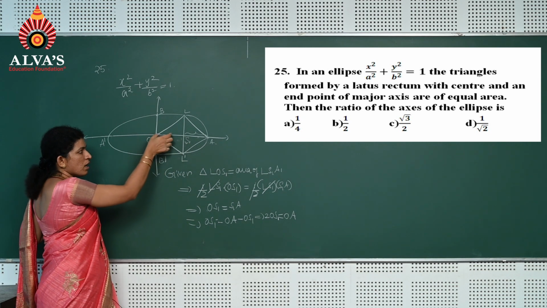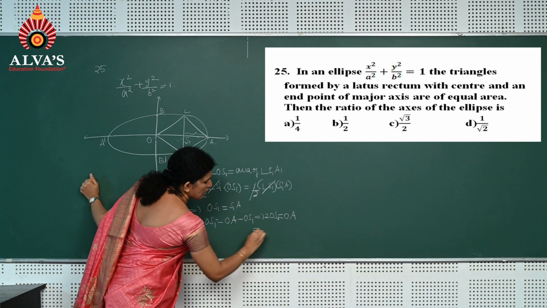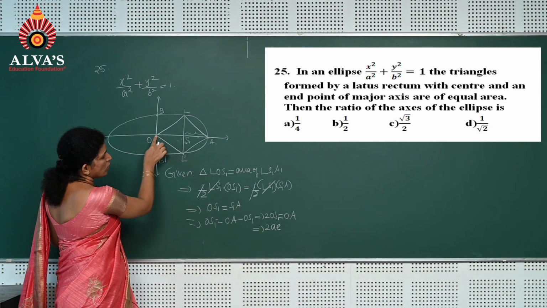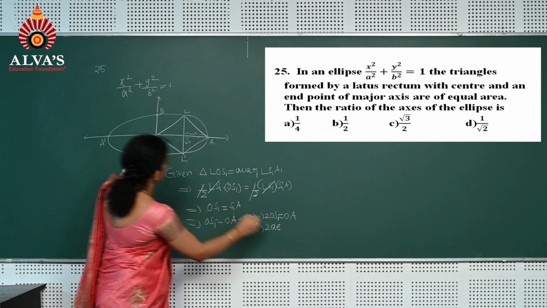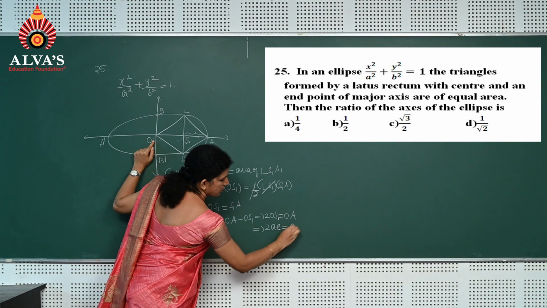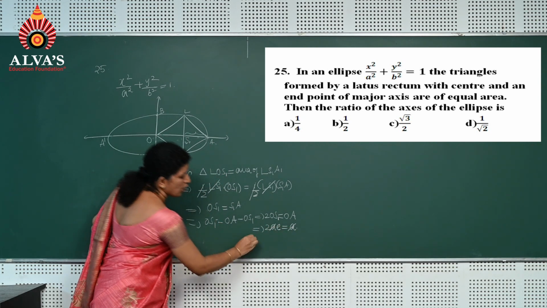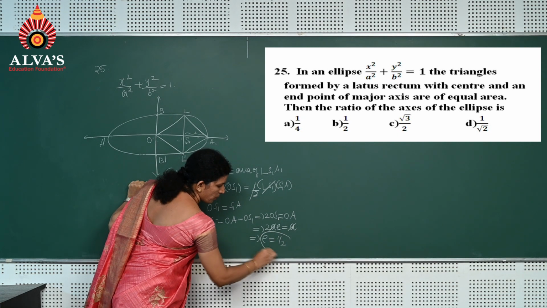OS1 means it is a distance from the center to this focus. It is nothing but AE, so 2AE is equal to OA. OA is nothing but A, so that A gets cancelled. We got E value as 1/2.